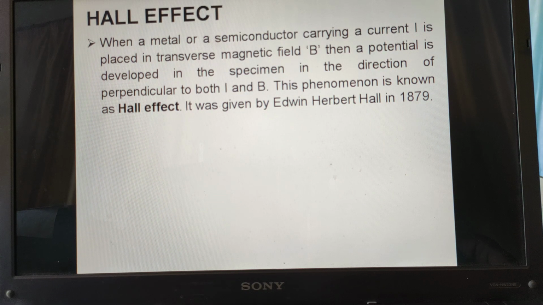So when a metal or semiconductor carrying a current I is placed in a transverse magnetic field, capital B, then a potential will develop. This potential is perpendicular to both the current as well as the magnetic field. This phenomenon is known as Hall's effect and was proposed by Edwin Hardwood Hall in 1879.